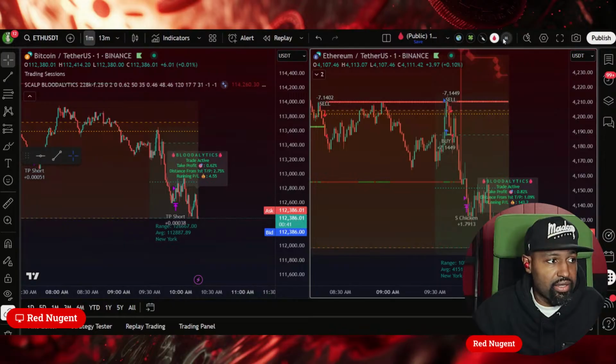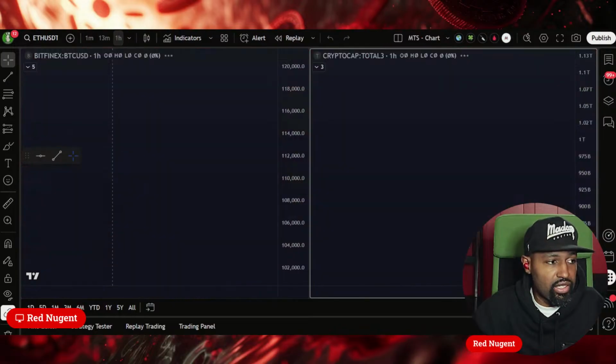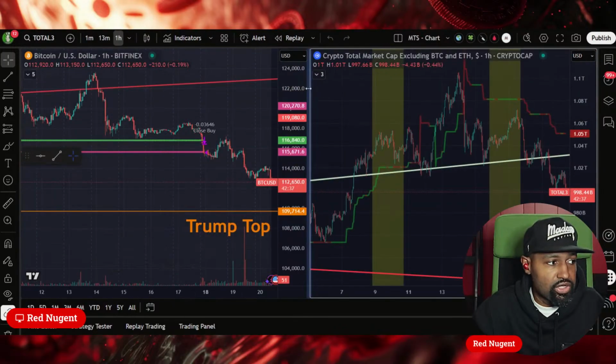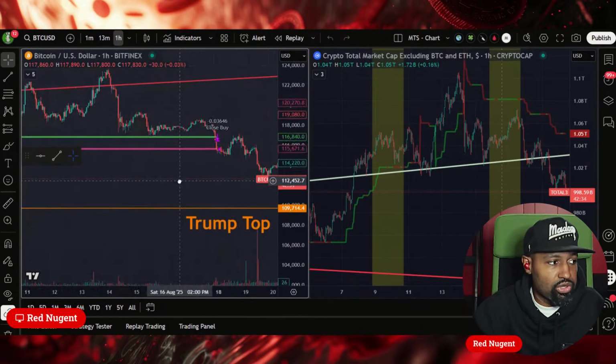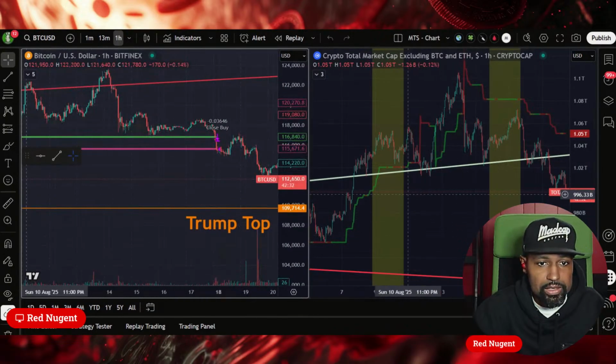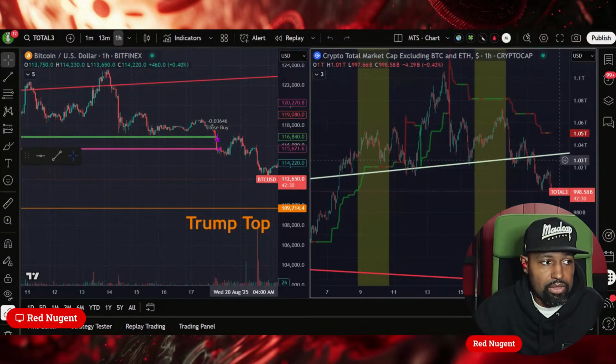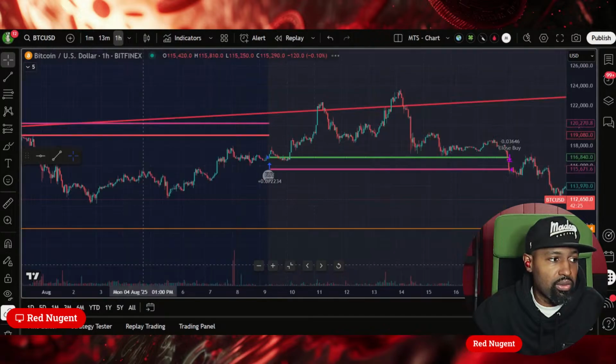Let's go ahead and look at the fundamental chart, the macro chart, I should say. Let's take a look at that. And this is concerning. I got something to take a look at over here on the right pane in a minute. But let's look at the Bitcoin chart first.